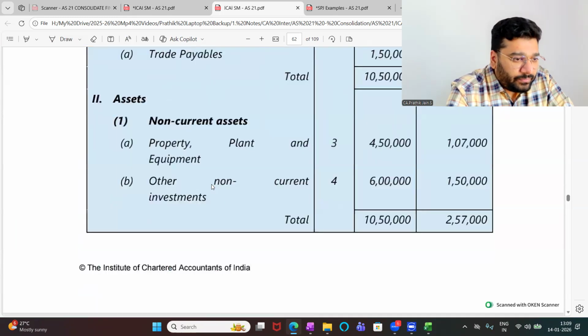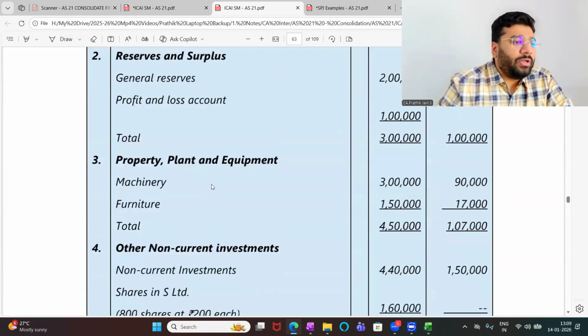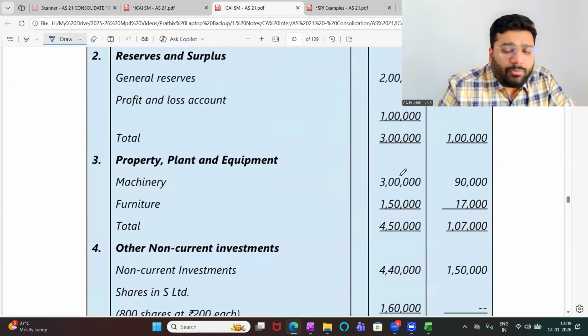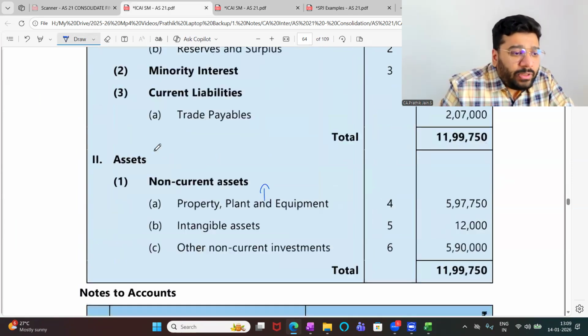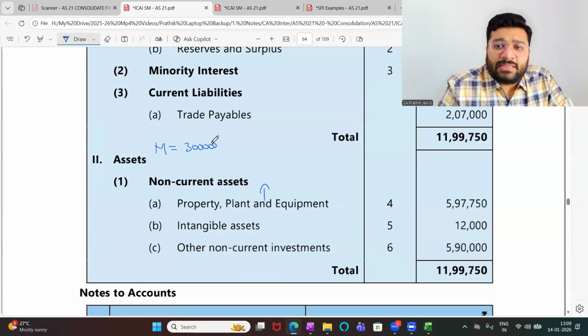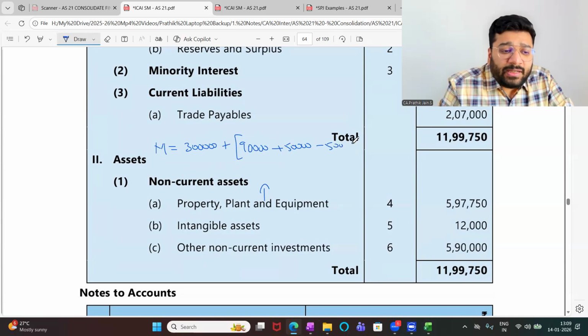Here it is. Listen. Don't do anything. Just observe. I'm talking only about machinery. Okay. 3 lakh is the closing balance of H Limited. 90,000 is closing balance of S Limited. Now listen. I'm only doing for machinery. I'm putting in the bracket. With this 90,000 rupees, what is the value of the machinery that you've increased? Plus 50,000 upward revaluation. Any problem? How much on this you have depreciated? Minus 5,000 depreciation. So tell me now, 3 lakh is the value of the holding company.